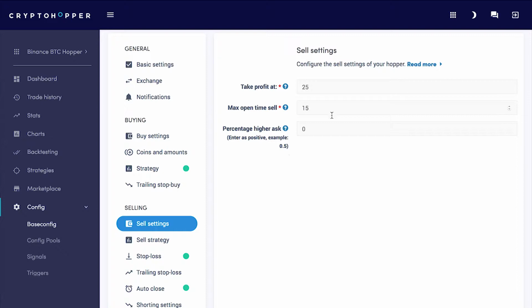In sell settings, take profit is where you can type in the target profit that you want a coin to hit before your hopper tries to sell them. As is always the case in trading, the lower your target profit, the more achievable it is.